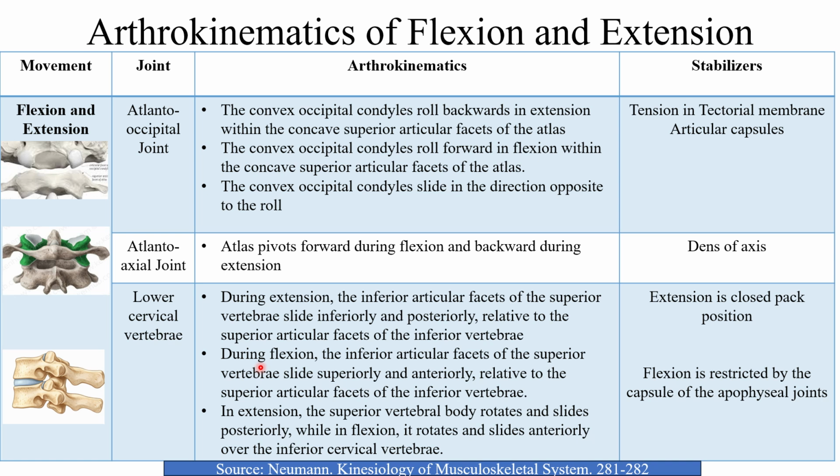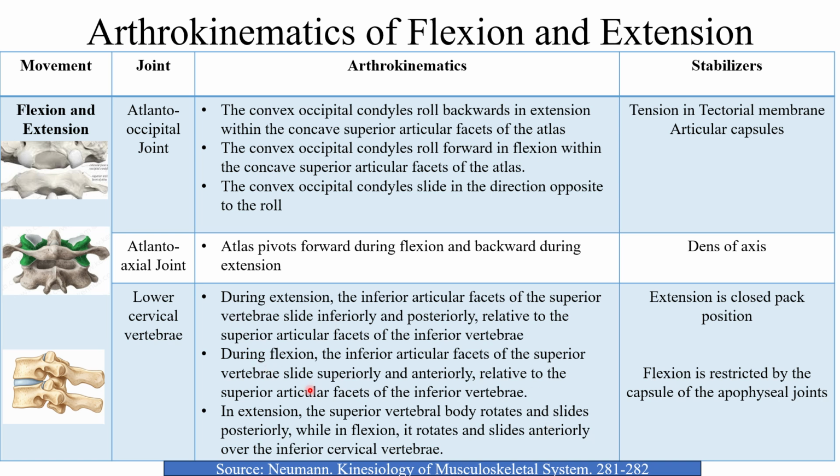Likewise, looking at the lower cervical vertebrae, during extension, the inferior articular facets of the superior vertebrae slide inferiorly and posteriorly in comparison to the superior articular facets of the inferior vertebrae. Likewise, in flexion, the inferior articular facets of the superior vertebrae slide superiorly and anteriorly when compared to the superior articular facets of the inferior vertebrae. So basically, in extension, the vertebral body also rotates and slides posteriorly. Likewise, in flexion, it rotates and slides anteriorly over the inferior cervical vertebrae.